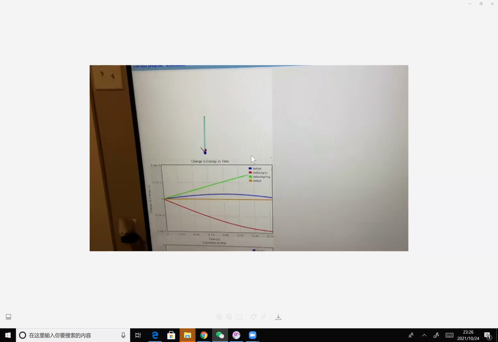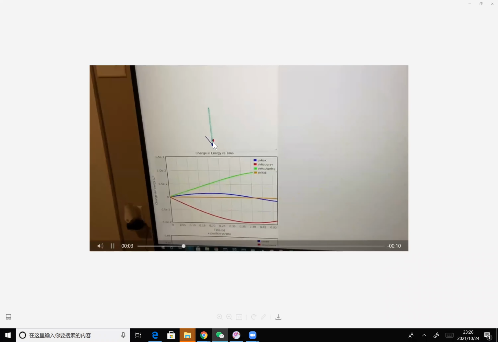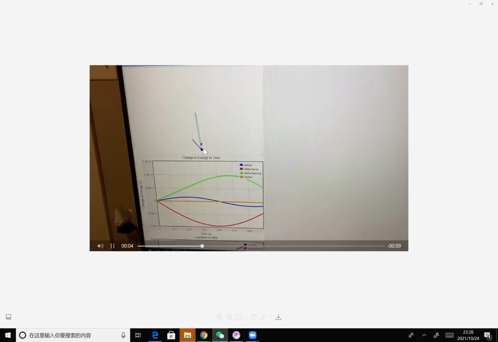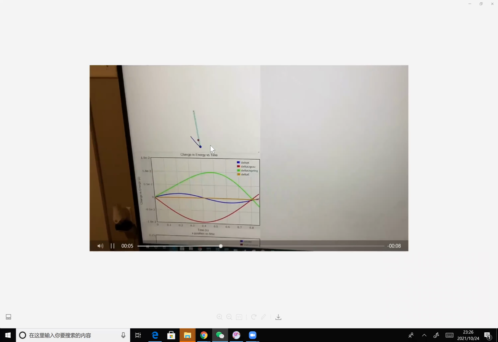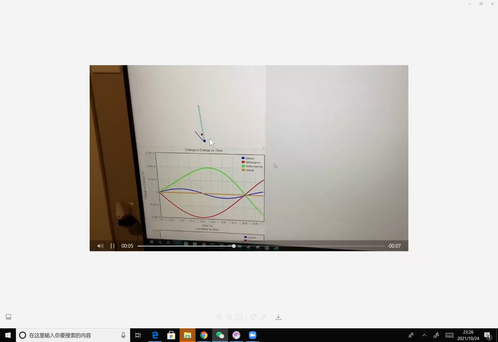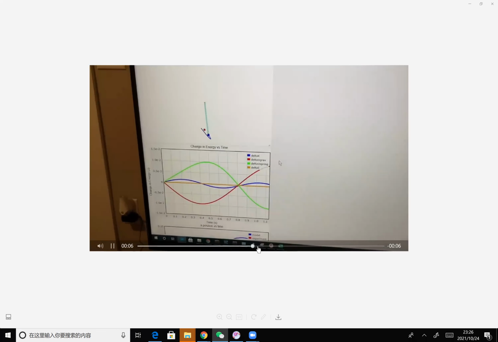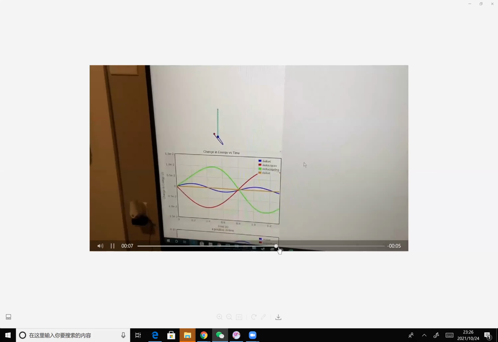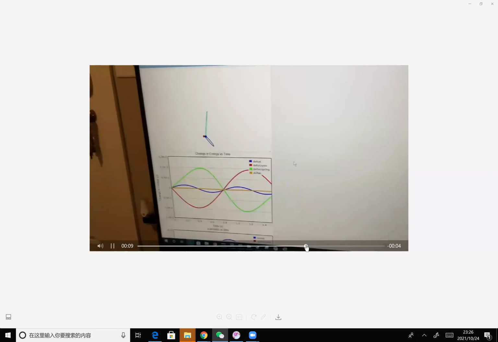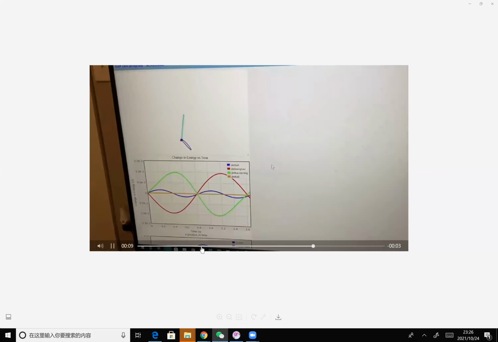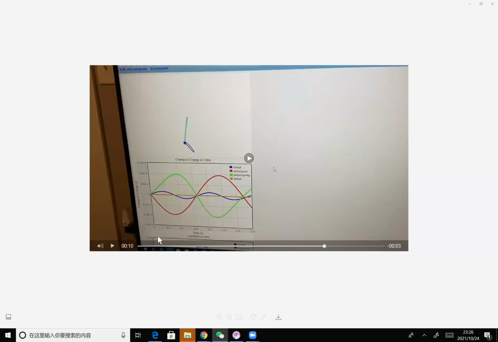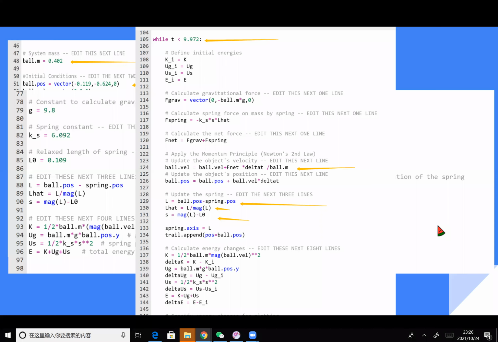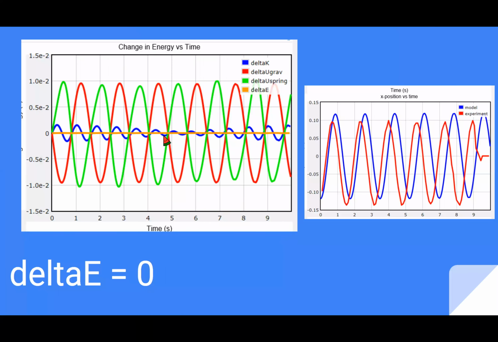So here you can see my predicted model is moving along with my experiment result. You can see it's moving like a circle, oscillating like a circle. And from this, we can conclude that here's my resulting graph.